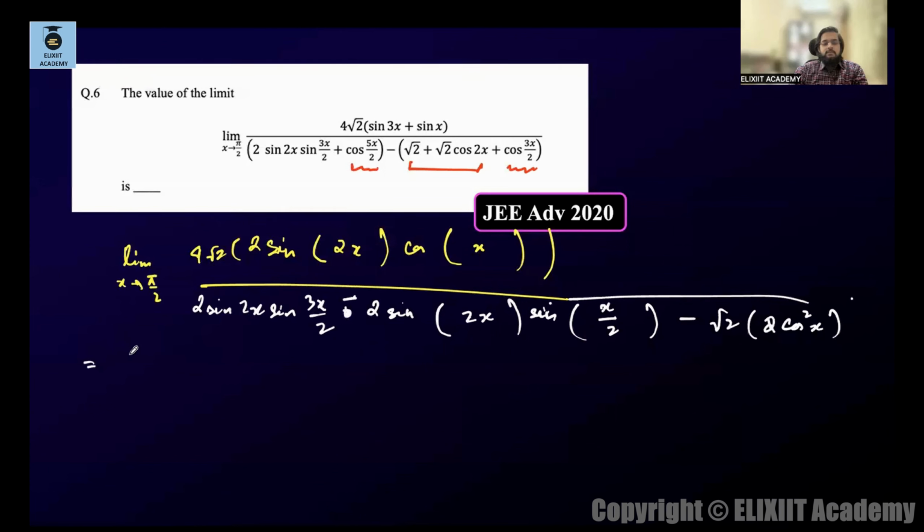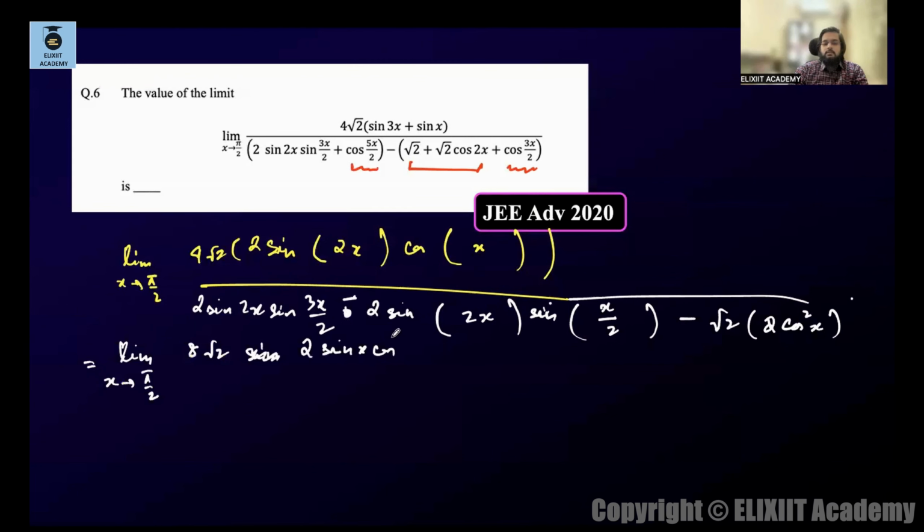So we can see some sort of simplification from here, that we have limit x tending to pi by 2, and here we have 8 root 2 in the numerator, and this becomes sine 2x. We can further break this also. Sine 2x is basically 2 sin x into cos x. We'll simplify this as much as possible.